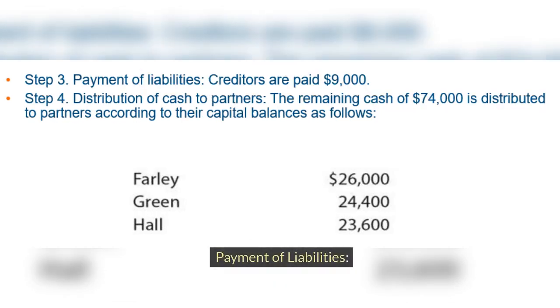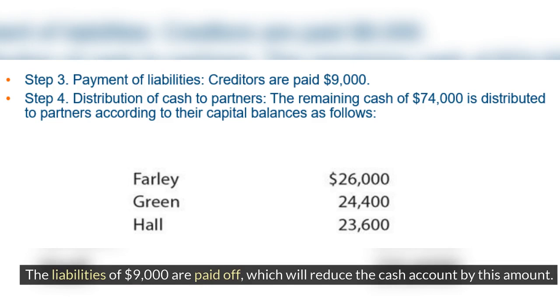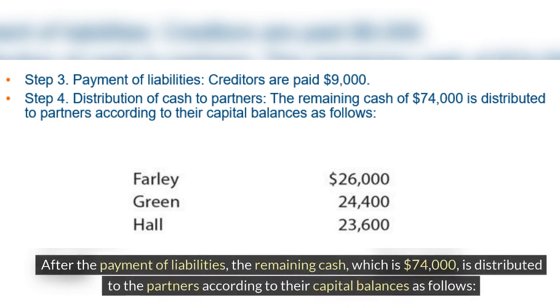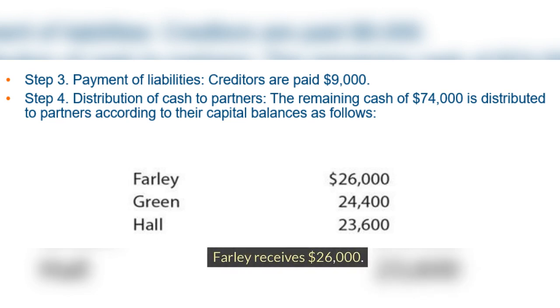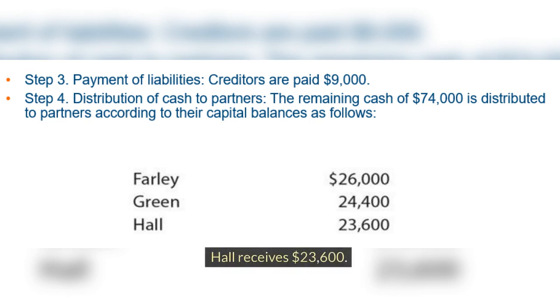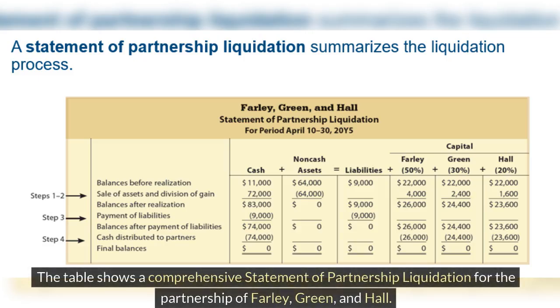Payment of liabilities. The liabilities of $9,000 are paid off, which will reduce the cash account by this amount. Distribution of remaining cash. After the payment of liabilities, the remaining cash, which is $74,000, is distributed to the partners according to their capital balances as follows. Farley receives $26,000. Green receives $24,400. Hall receives $23,600.